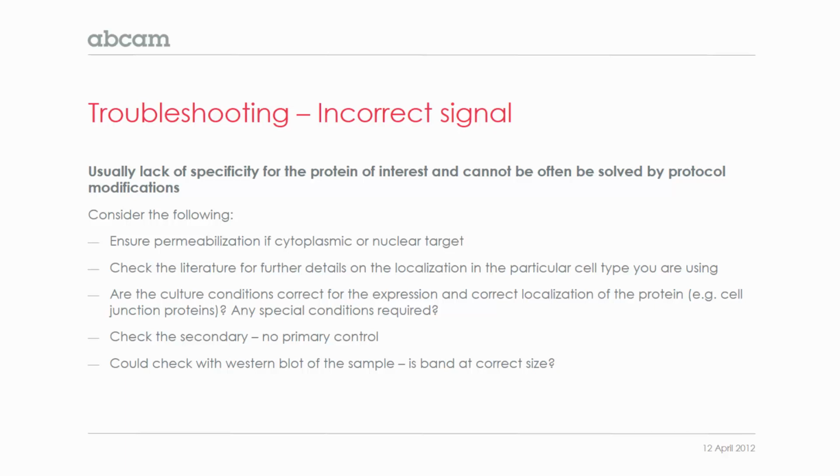Check the secondary antibody again with a no primary control, just to make sure that's not binding non-specifically. If you want to take it a step further, you could check your sample with a Western blot and check that the band observed is at the correct size for your protein.